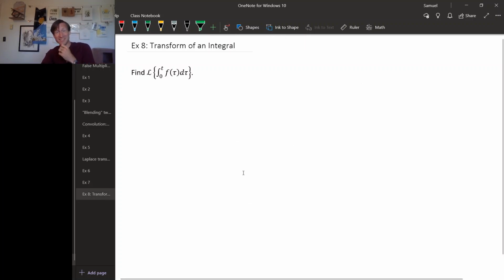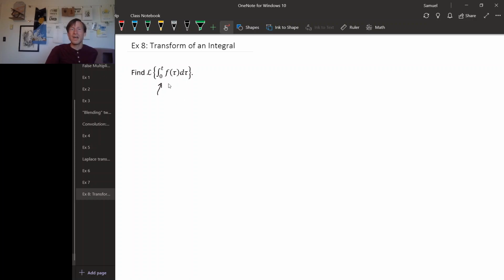Okay, so for our final example, let's find the Laplace transform of the definite integral from 0 to t of f of tau d tau. So really what we're going to figure out here is a new general Laplace transform formula for an integral. We have a Laplace transform formula for a derivative and for multiplication by t, but what about an integral from 0 to t?